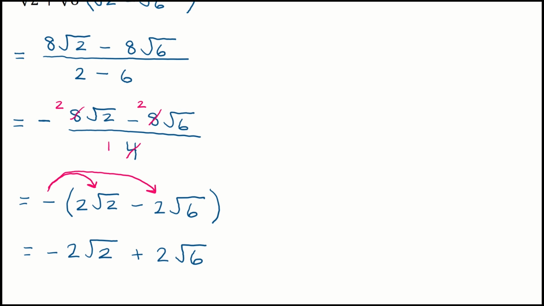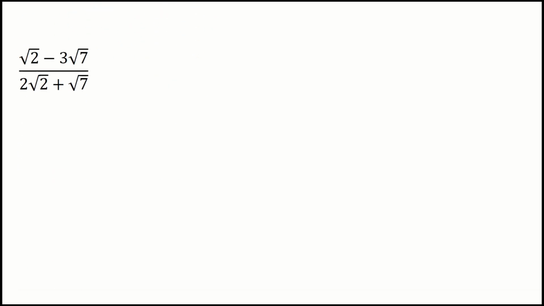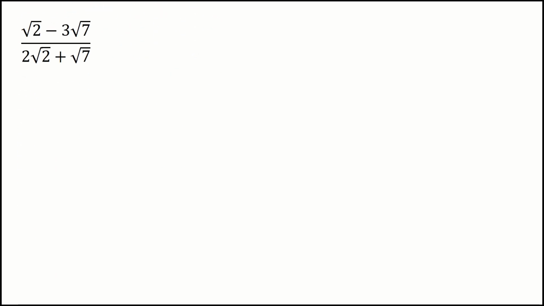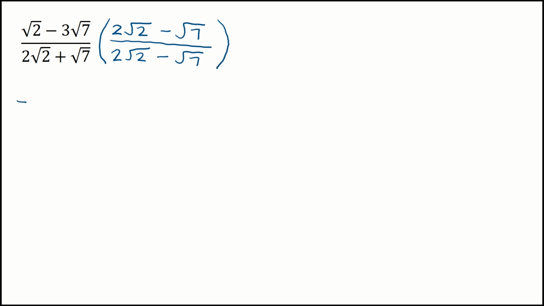On to our next and final example. So we're going to do the same thing here. We're going to multiply it by the inverse of the denominator, so 2 root 2. Instead of a plus root 7, we're going to do a minus root 7 over, same thing, 2 root 2 minus root 7. Let's expand the numerator.